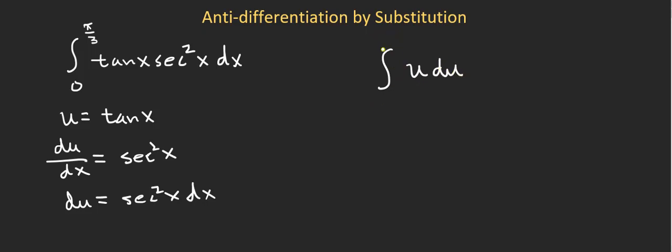Again, we have to change the lower and upper limits because now we have everything in terms of u. So using this right here, plug in 0. What's tangent of 0? That's 0. It's good to know your trig. What about tangent of pi over 3? Tangent of pi over 3 is radical 3.